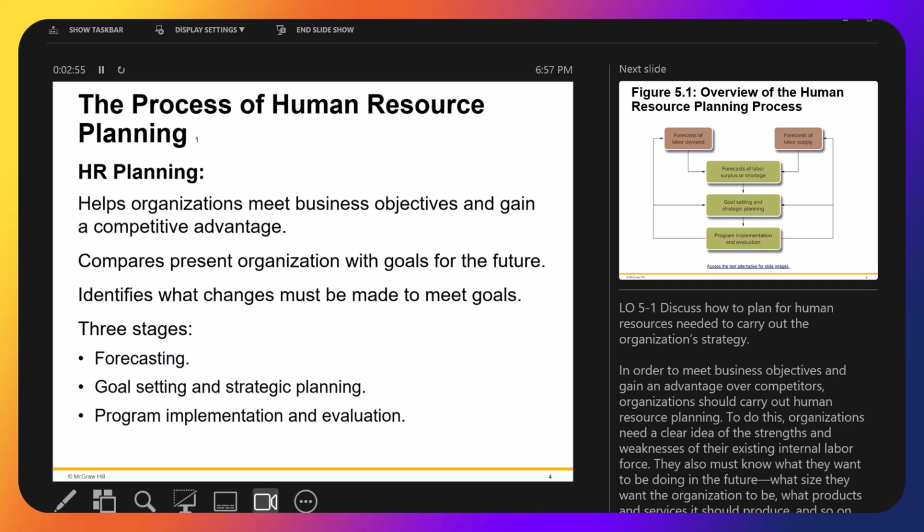Compares the present organization with goals for the future. Look at what type of company you are, who you are, what it is you do, and most importantly, where you're trying to go. Make sure your goals for today are in line with where you're trying to go in the future. It identifies what changes must be made to meet those goals. Knowing who you are, what your goals are and where you're trying to go, you have to identify, if you're not where you need to be, what changes you need to make. And if you have to make changes, you have to implement them.